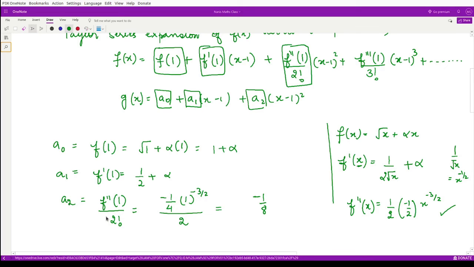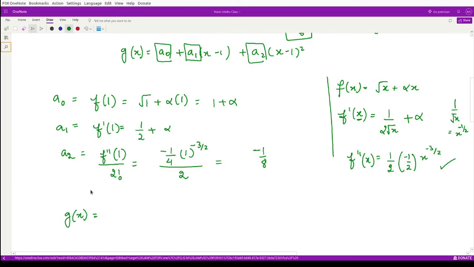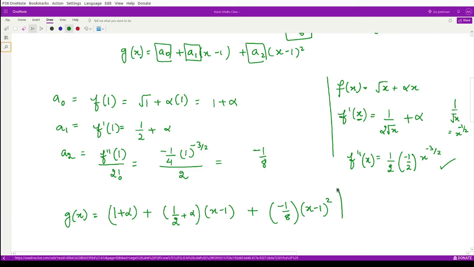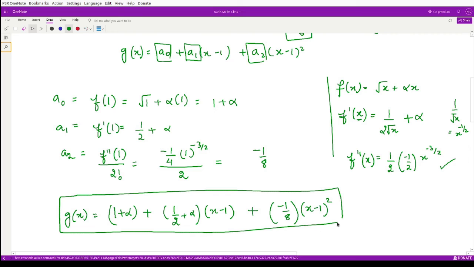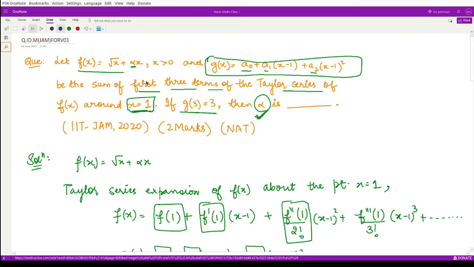Therefore, what is your g(x)? The function g(x) becomes a0, which is 1 plus alpha, plus a1, which is 1 by 2 plus alpha, into (x minus 1), plus a2, which is minus 1 by 8, into (x minus 1) whole square. This is your g(x), but obviously it is not what the question requires. Let us see one more condition given in the question. It says g(3) is equal to 3.